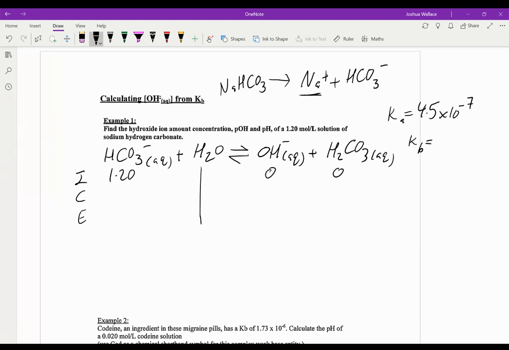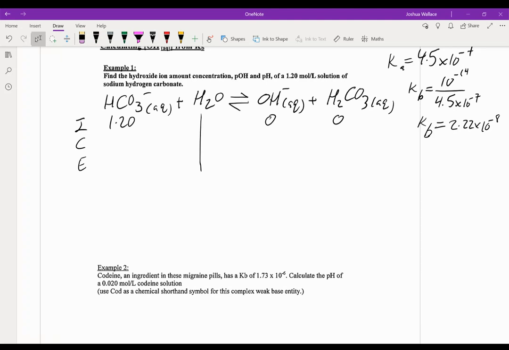To find my Kb, I'm going to go 10 to the negative 14 over 4.5 times 10 to the negative 7. And Kb is 2.22 times 10 to the negative 8, like so.